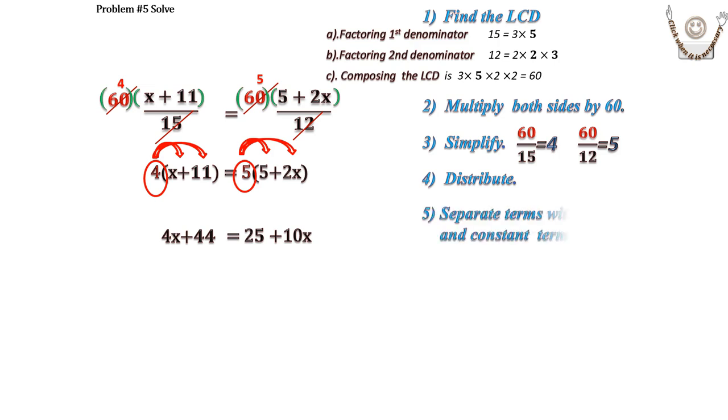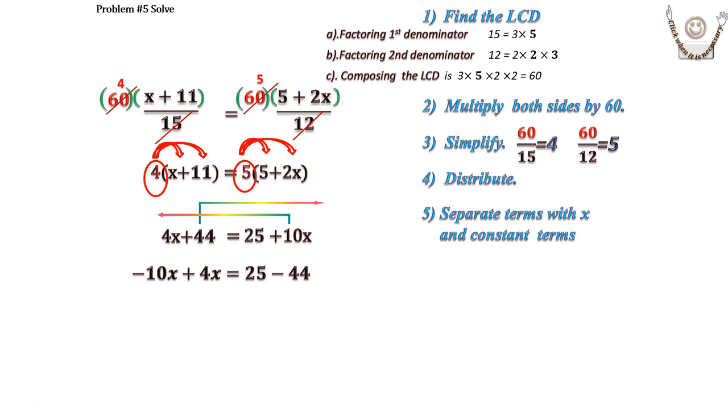Next step, we have to separate terms with variables and constant terms. So let's move positive 10x from the right to the left, and 44 to the right. As a result, we will have negative 10x, because when we are moving a term, we have to change sign, and positive 4x equals 25, and negative 44, because we move positive 44 from the left to the right.